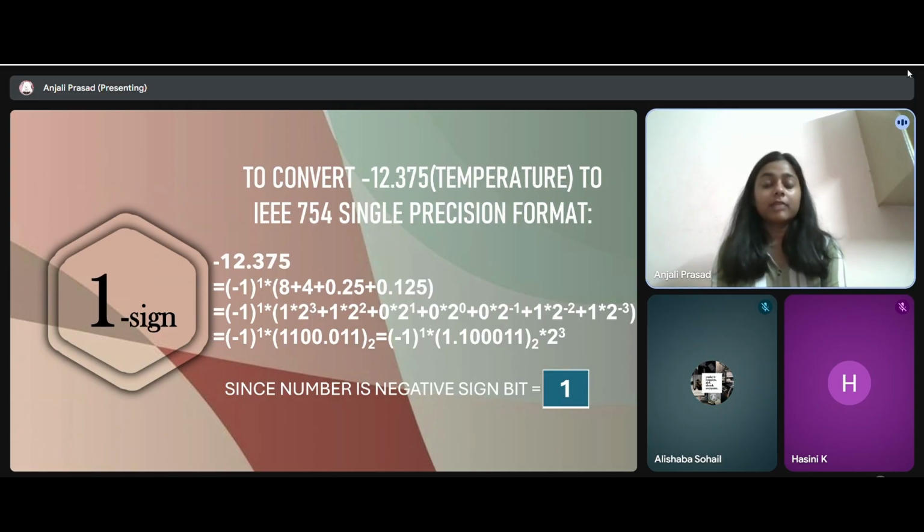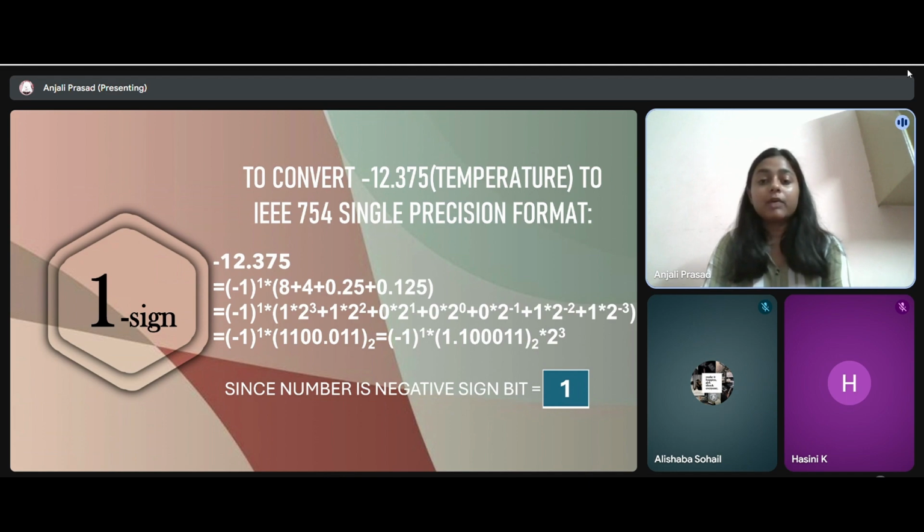So 12.375 can be written as 12 plus 0.25 plus 0.125. This can further be written as 1 times 2 power 3, which is 8, plus 1 times 2 power 2, which is 4, plus 0 times 2 power 1 and 0 times 2 power 0, the sum of which is 12. Then we can write 0 times 2 power -1, plus 1 times 2 power -2 plus 1 times 2 power -3.